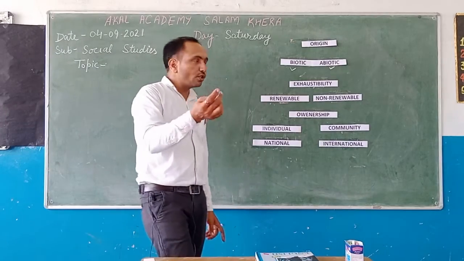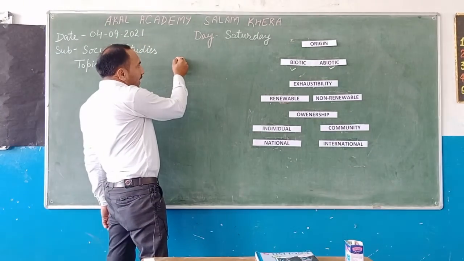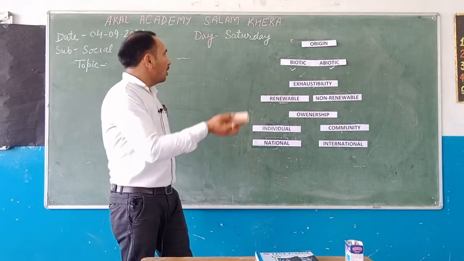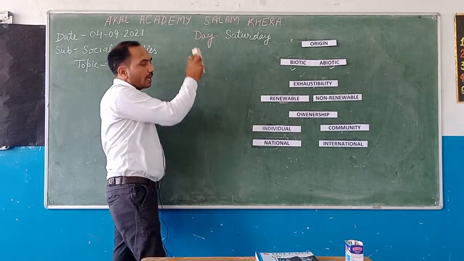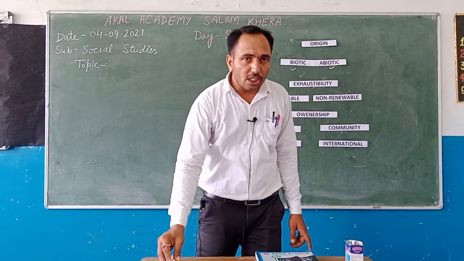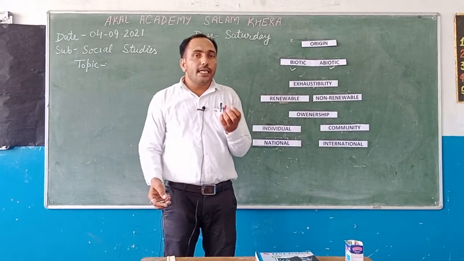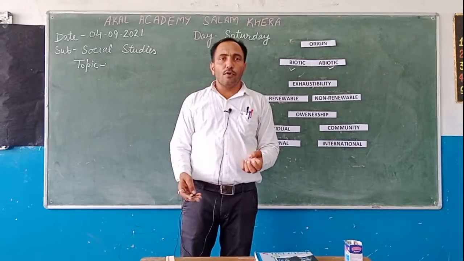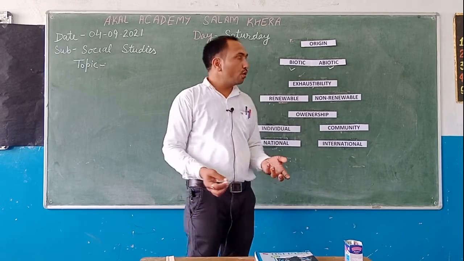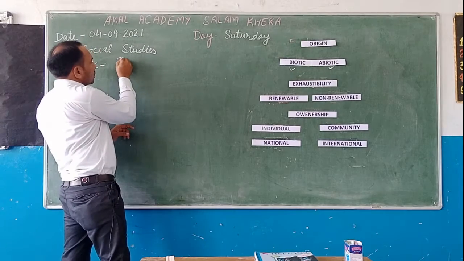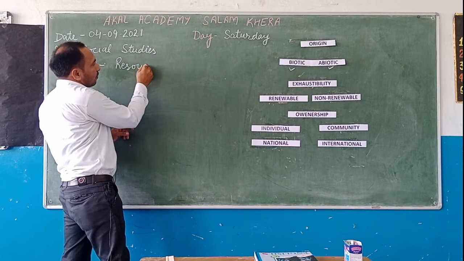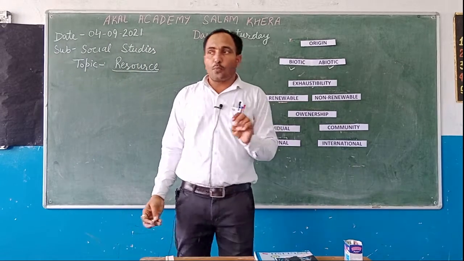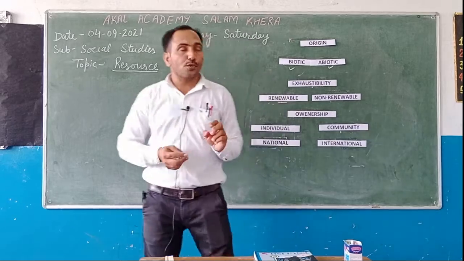Second, I have this chalk. We use this chalk to write something on the board. With the help of the duster, we rub things off the blackboard. So, which things do we use in our day-to-day life? Things we use in our day-to-day life for our benefit are called a resource. What do we call them? Resource. Today's topic is types of resource.